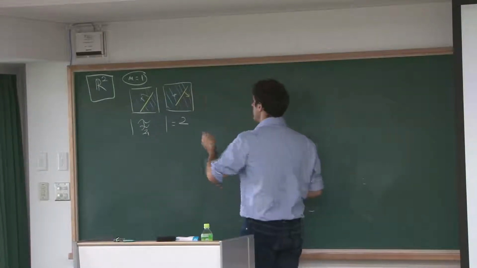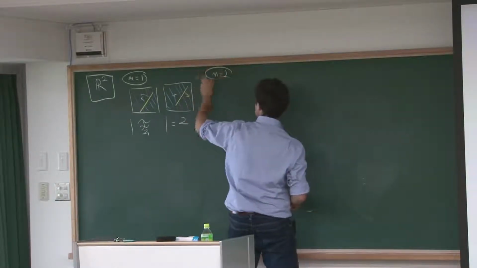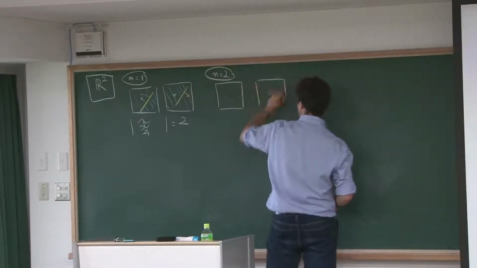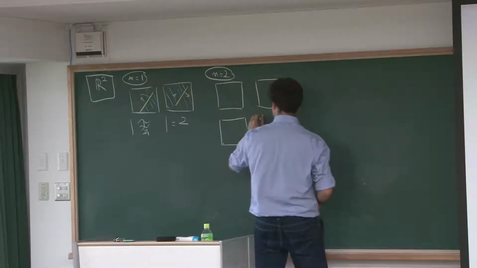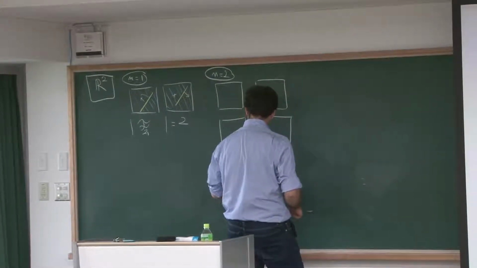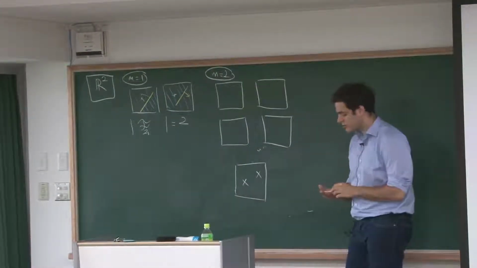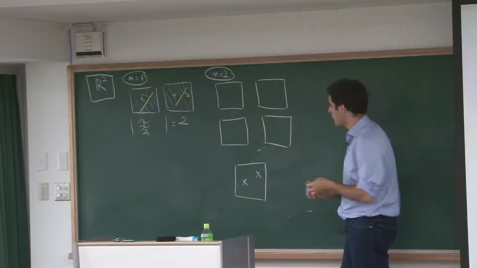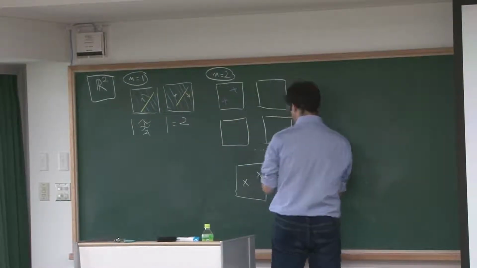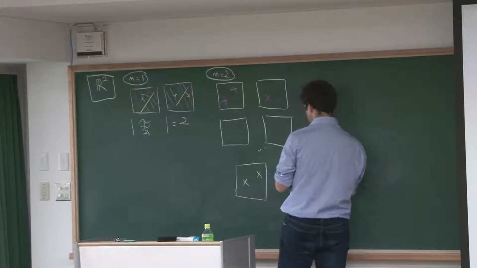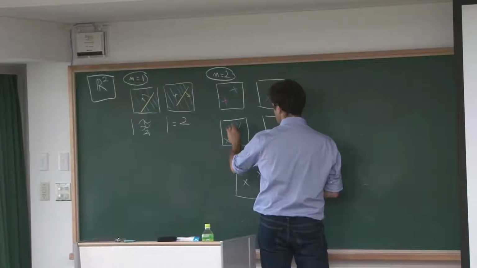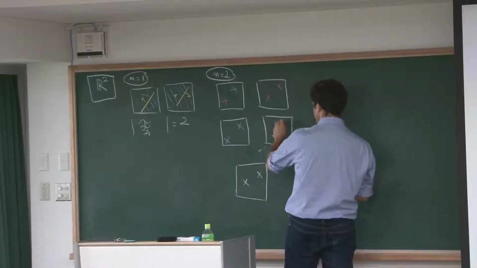Okay? Let's consider the case n equals 2. 2 points. So I'm going to write the original points here. Let's take 2 points. And I'm going to consider all possible cases, all possible labels. I want this one to be red and this one to be blue. I want this one to be red and this one to be red. I want this one to be blue and this one to be blue, and I want this one to be blue and this one to be red.